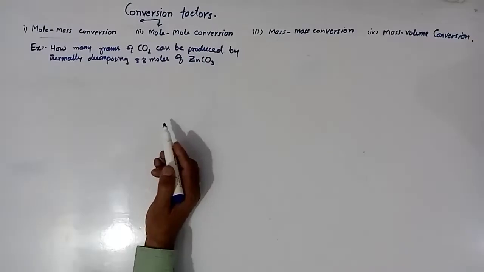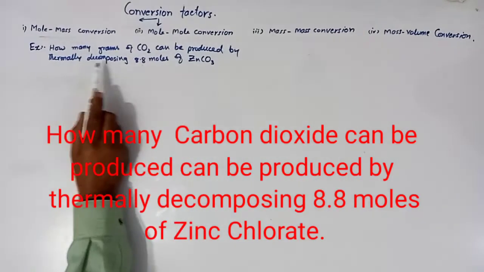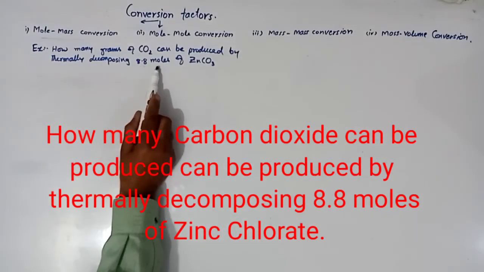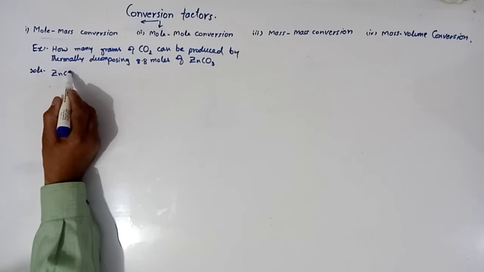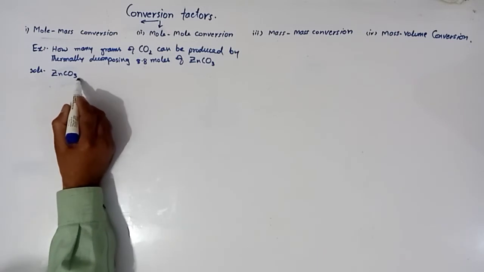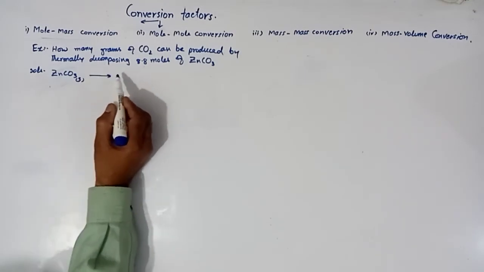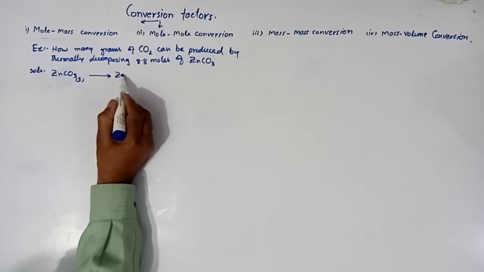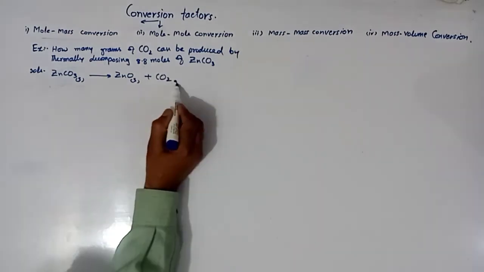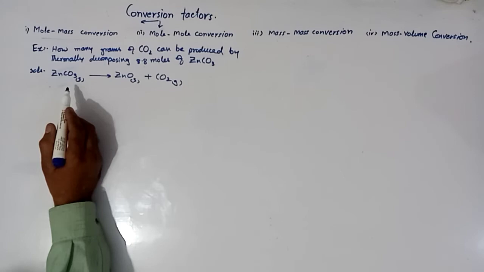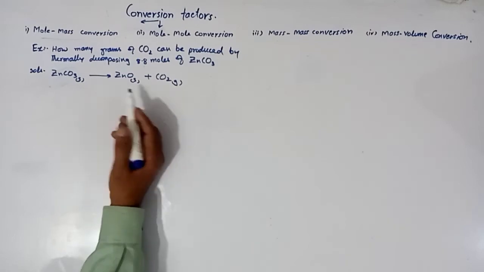For example, how many grams of carbon dioxide can be produced by thermally decomposing 8.8 moles of zinc chloride? For this purpose, we will have to write the balanced chemical equation of zinc chloride thermally decomposing into zinc oxide and carbon dioxide. First we do a mole-mole relation calculation and then convert the calculated moles into grams at the end.